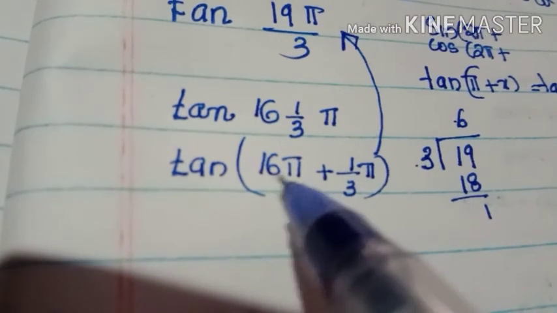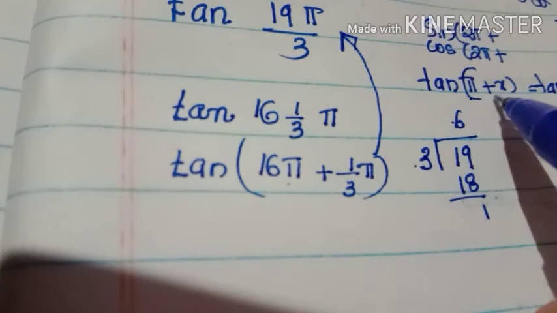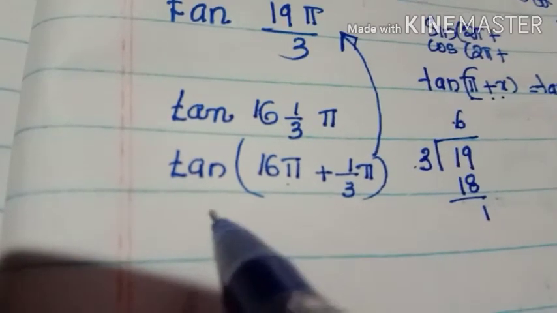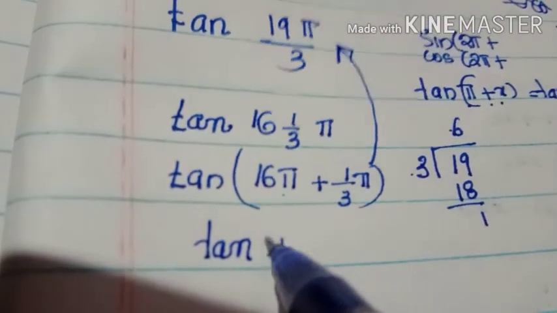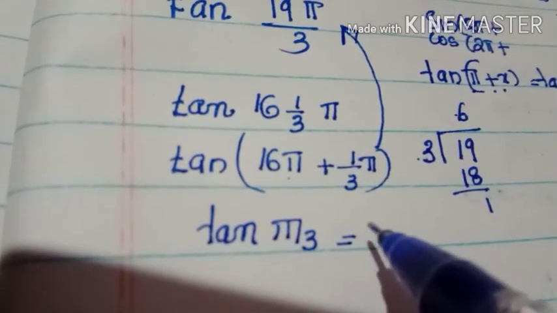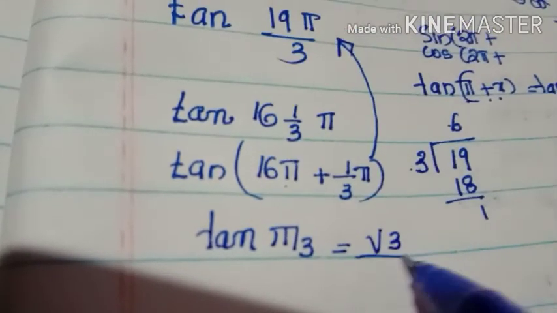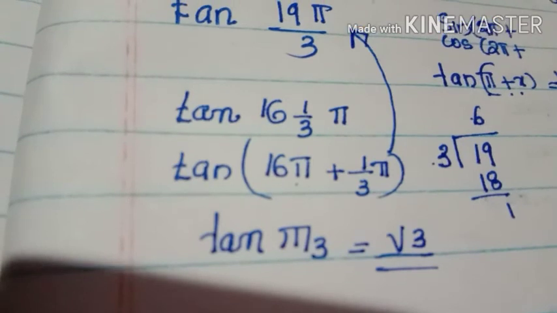So tan of pi or multiples of pi plus any acute angle gives the result tan of the acute angle, tan pi by 3. What is tan pi by 3? Tan 60 is root 3. Okay, tan 60 equals root 3.